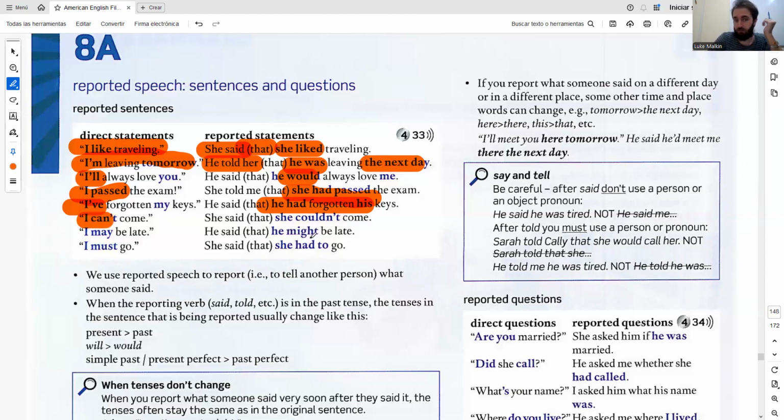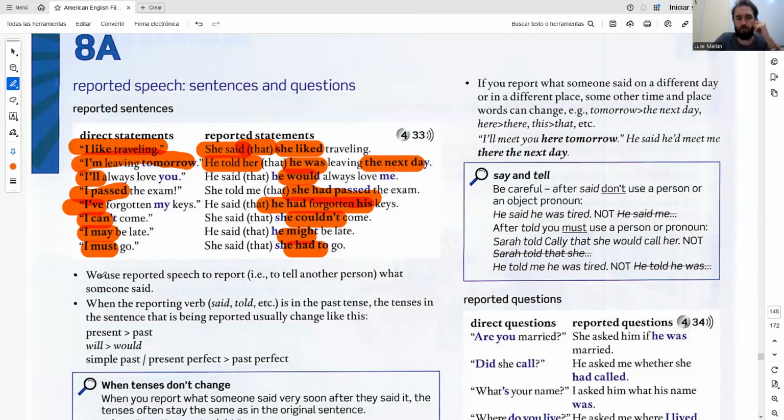I can't come changes to couldn't. I may, interesting, changes to might. Right? This is the only real difference between may and might. We step back into might. And must, if you remember, must has no past in English. So we use the similar verb have to, and in the past. I must go. She said that she had to go.